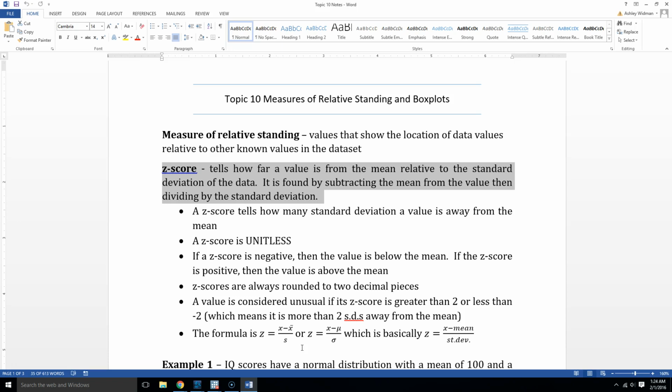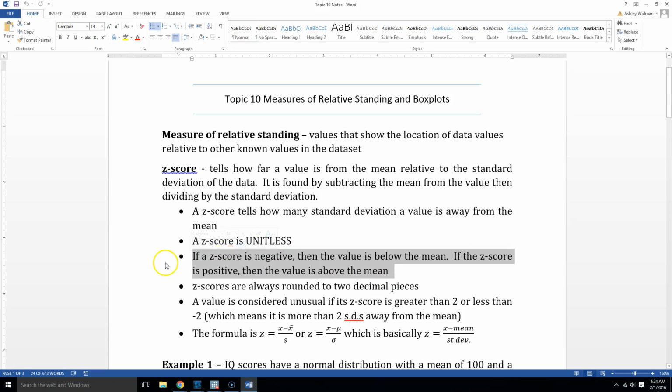A z-score tells how many standard deviations a value is away from the mean. It is unitless, or sometimes you may see it described as standard deviation units. If a z-score is negative, then that value is below the mean, and if a z-score is positive, then that value is above the mean. Z-scores are always rounded to 2 decimal places. This is one of the more important rounding rules that we will have.